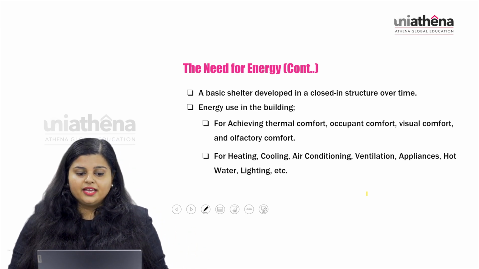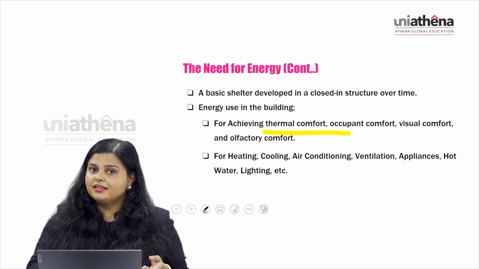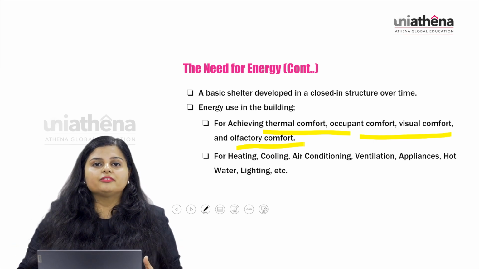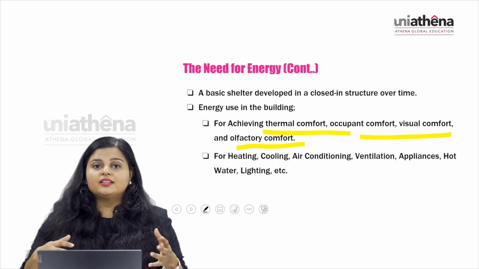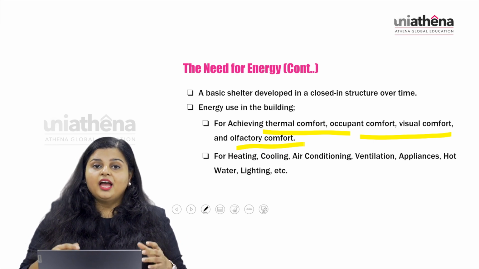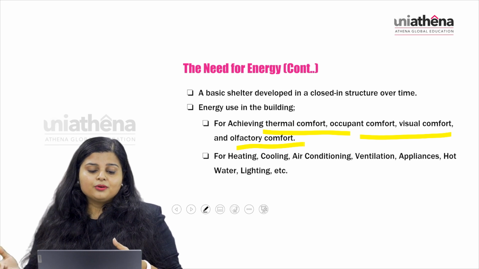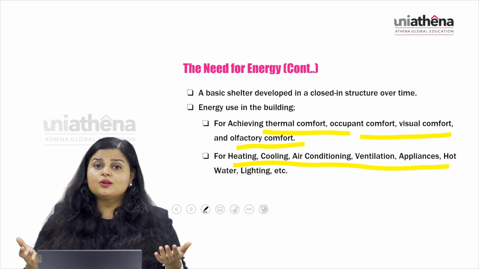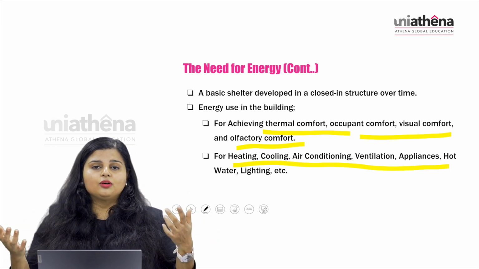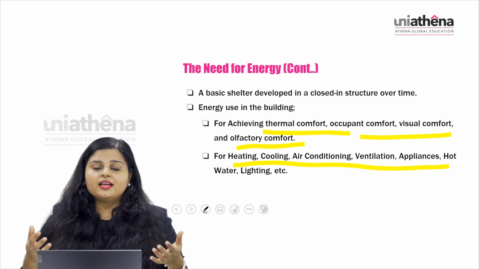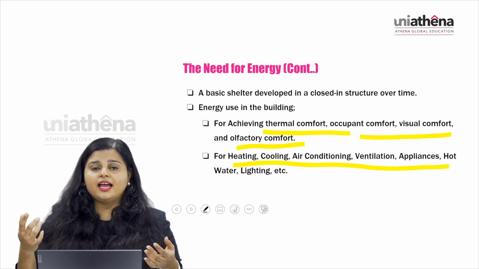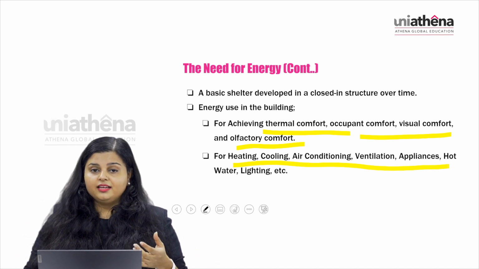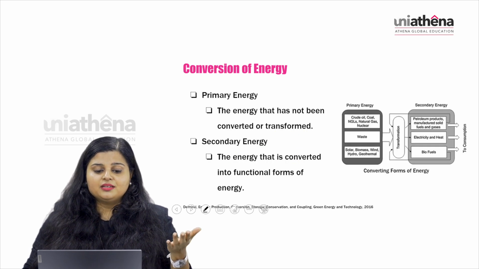So energy use in a building can be for achieving thermal comfort, occupant comfort, visual comfort and olfactory comfort. All levels of comfort need to be given inside a building so that the energy usage is at its optimum. Energy is also used for the HVAC process, such as heating, cooling, air conditioning, ventilation, and apart from that it is also required for the appliances, the electrical or mechanical equipment in place, water, lighting, artificial lighting, radiators, air conditioning, etc. All of these require energy, and that corresponds to the energy use in a building.